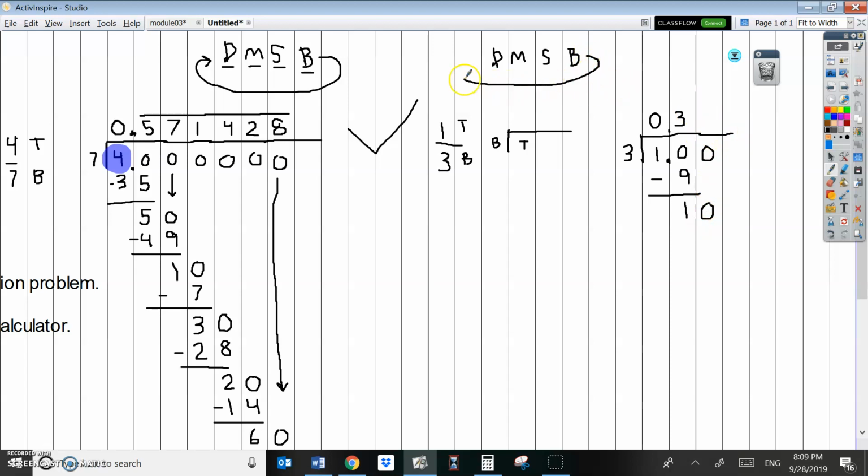And repeat. How many 3's in 10? 3. Multiply. 3 times 3 is 9. Subtract. Get 1. And bring down. Okay, so 3 just keeps going and going and going. What does 1/3 look like on a calculator? Let's check the calculator.